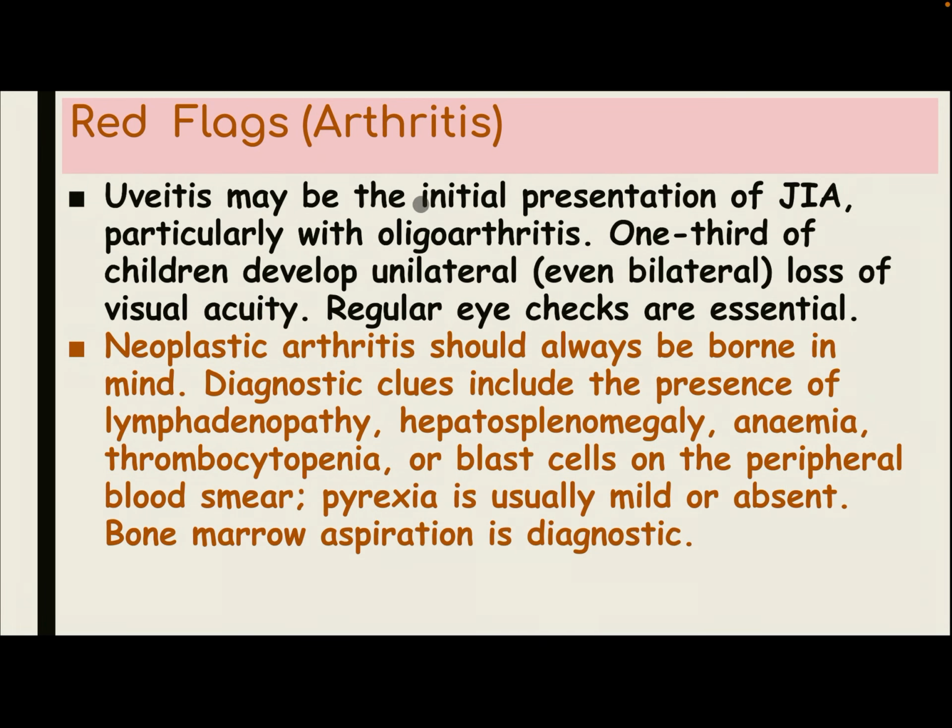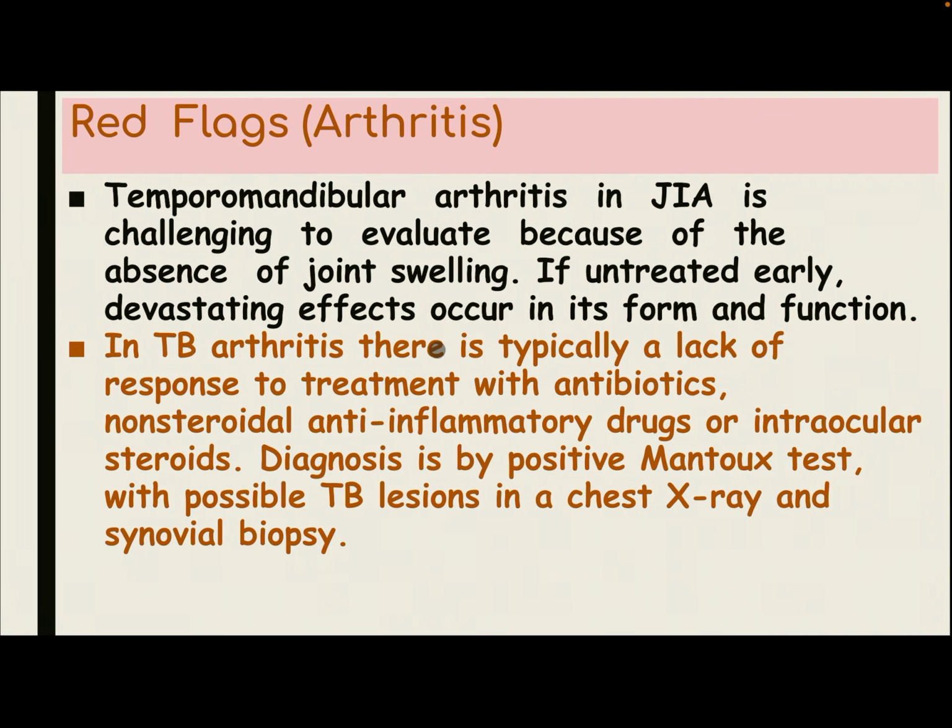Red flags of arthritis. Uveitis may be the initial presentation of JIA, particularly with oligoarthritis. One third of children will develop unilateral, even bilateral loss of visual acuity. Regular eye checks are essential. Neoplastic arthritis should always be borne in mind. Diagnostic clues include the presence of lymphadenopathy, hepatosplenomegaly, anemia, thrombocytopenia, or blast cells on the peripheral blood smear. Pyrexia is usually mild or absent. Bone marrow aspiration is diagnostic.